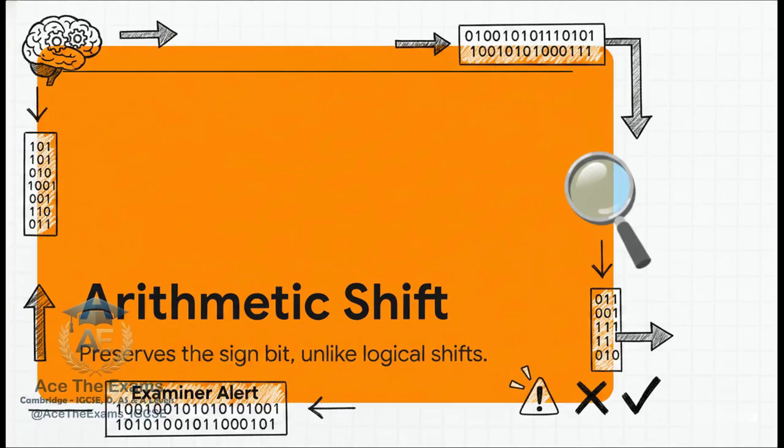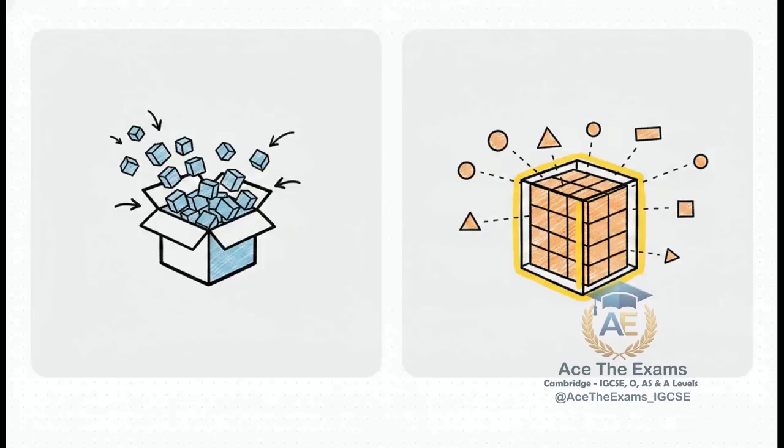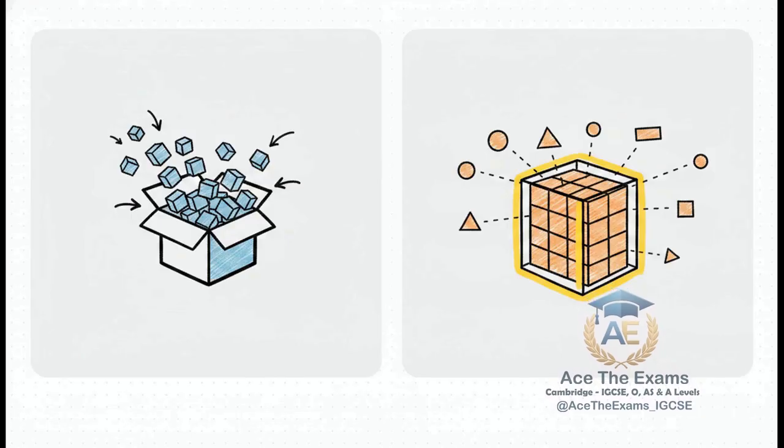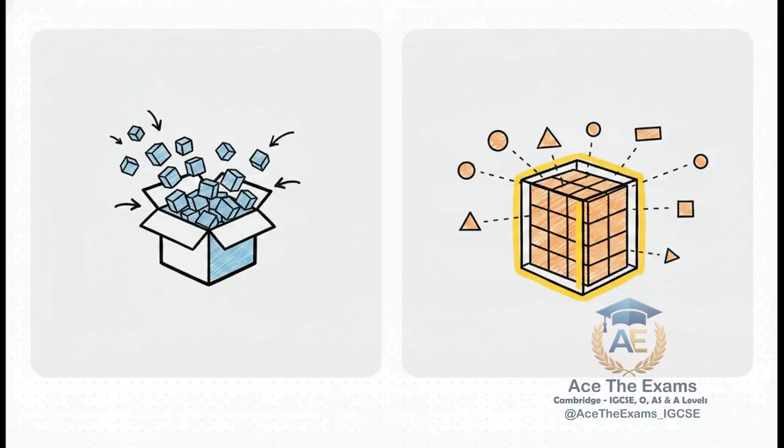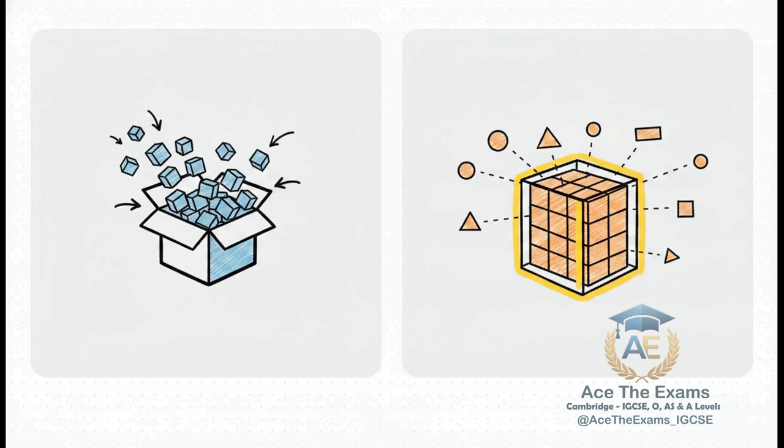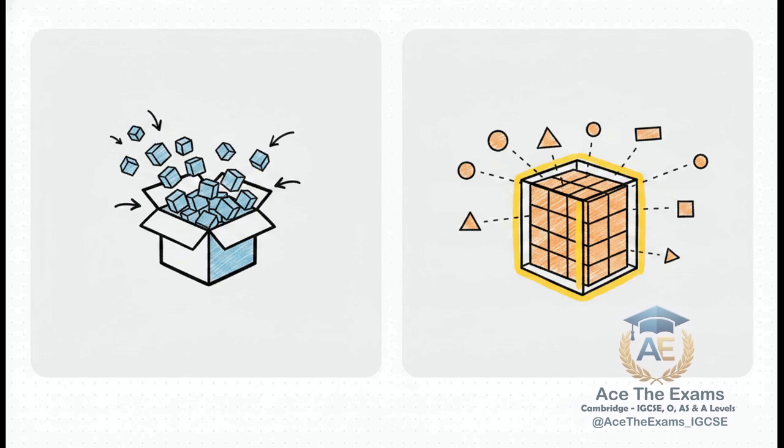Think about it. If you use a logical shift when you're actually dealing with signed integers, you're going to instantly corrupt the mathematical value of that number. And the examiner? They will immediately deduct marks for a lack of conceptual understanding. Notice how the flawed approach on the left relies on vague details and totally misses the boundary conditions. Meanwhile, the top-scoring approach on the right uses cross-topic connections with explicit edge cases.